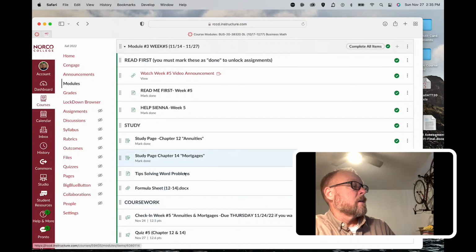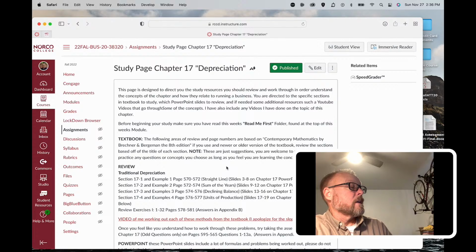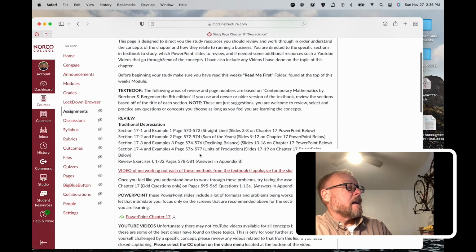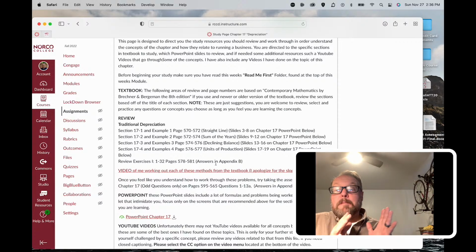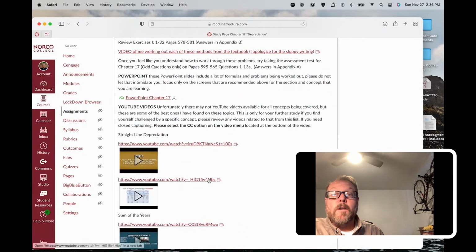And then if you go to the week study page for chapter 17, it's depreciation. Again, I'm working out the 4 different methods of depreciation that you need to know. Both in chapters 16 and 17, you don't need to study the whole thing, just the sections that I recommend. And the only questions you're going to be getting on the quizzes and exam are relevant to the sections that I'm having you study. So make sure you watch the video of me working through each of these different types. That's going to give you a great overview of what you need to know.